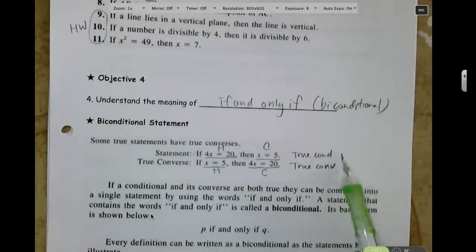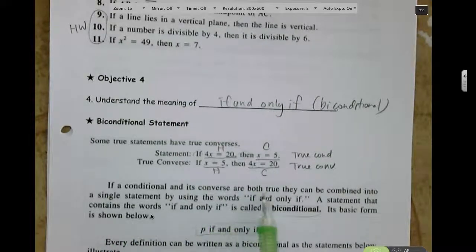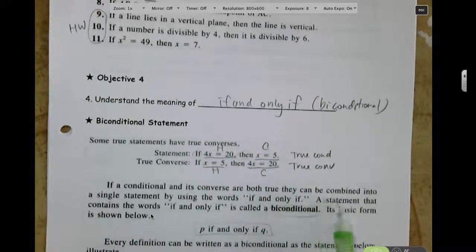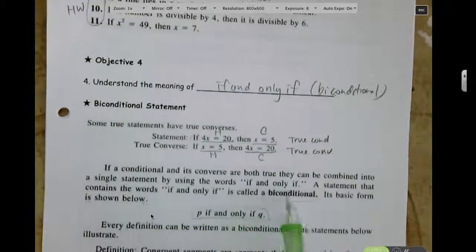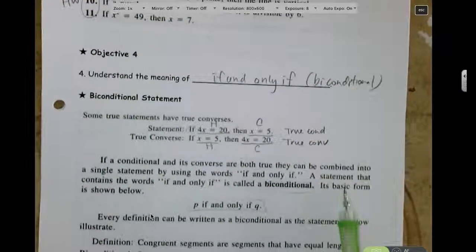If both the conditional and the converse are true, then you can combine them into a biconditional in this form. If a conditional and its converse are both true, they can be combined into a single statement by using the words if and only if. A statement that contains the words if and only if is called a biconditional. Its basic form is shown below.